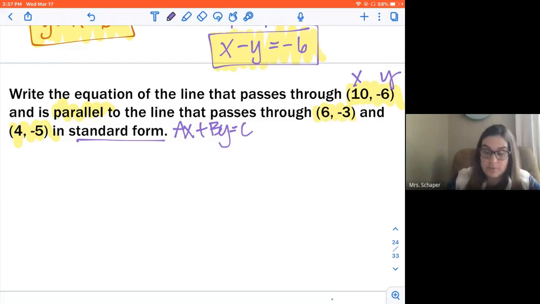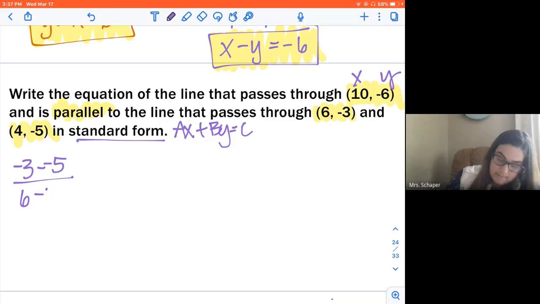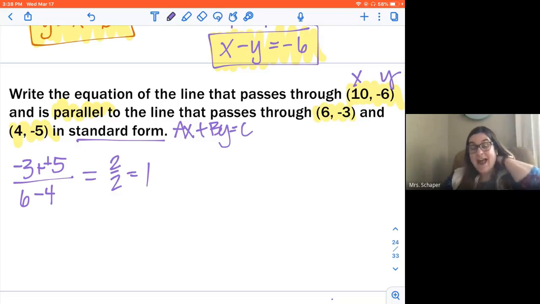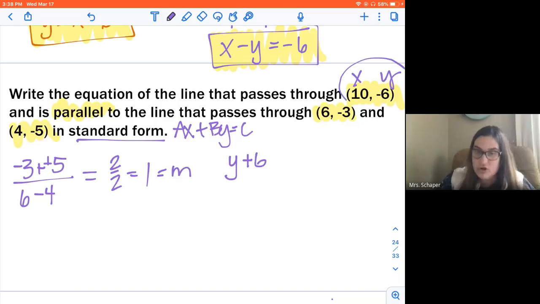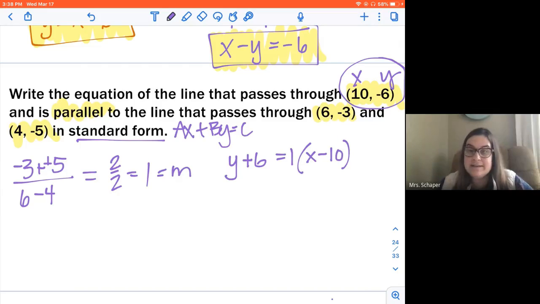So the first thing I need to do is find the slope of this line. So negative 3 minus negative 5 over 6 minus 4. That's equal to 2 over 2, which is 1. Now, parallel lines have the same slope. So the slope of the new line is also going to be 1. So what we have here then is y plus 6. So I go back to my original point. I take the opposite sign. So it's y plus 6 is equal to 1 times the quantity x minus 10. That's point slope form.